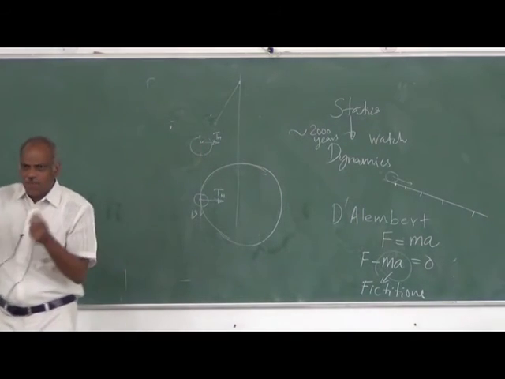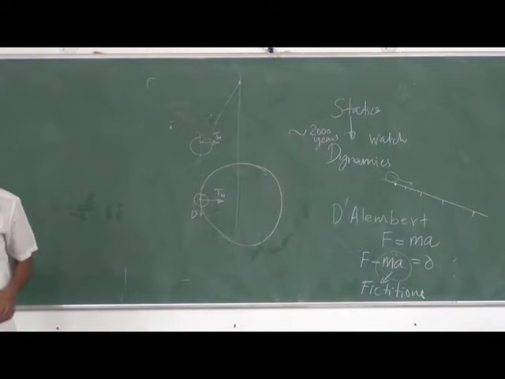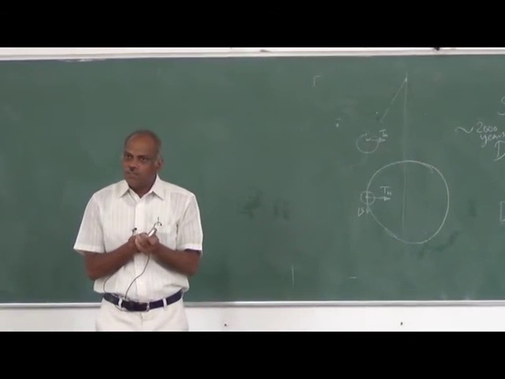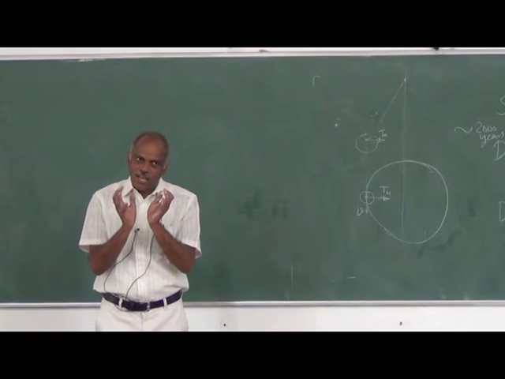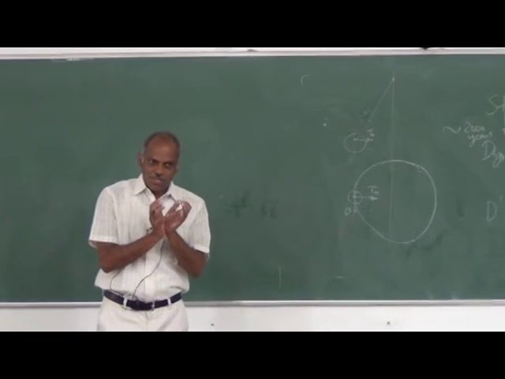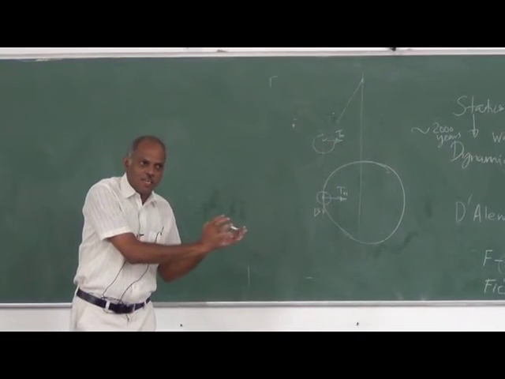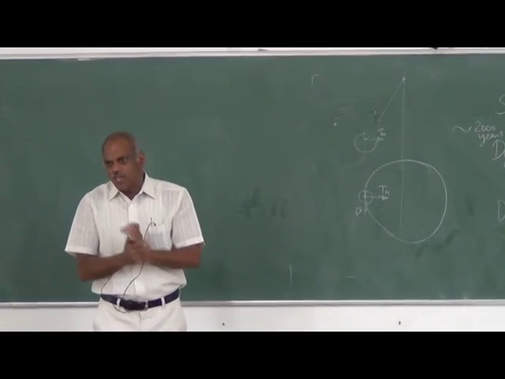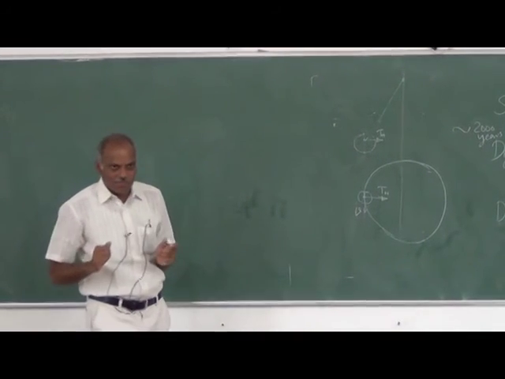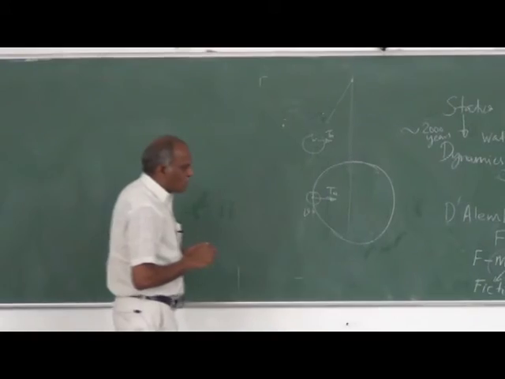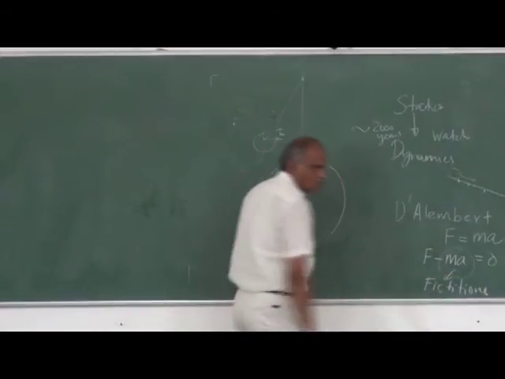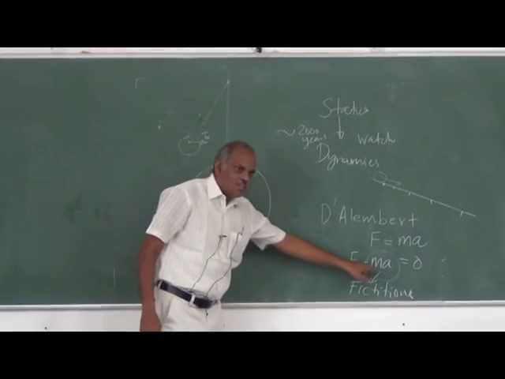He introduced an imaginary force into the dynamic system so that the whole body can be brought into an equilibrium. To distinguish a static equilibrium from this new condition, this is called a dynamic equilibrium. So he introduced a fictitious force. What is that fictitious force?